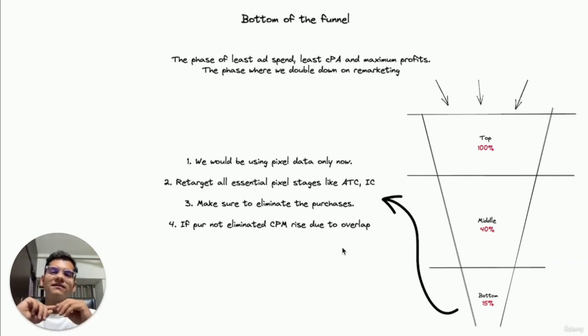Now this is where the major game happens. When you forget to do this, your CPMs, your cost per mille, your cost for showing to 1,000 people, increase. Your CPMs will start skyrocketing. Why? Because you are showing the ad to the very same people who have just bought from you, and they don't need the product again. So heavy recommendation, please eliminate the purchases which have happened.